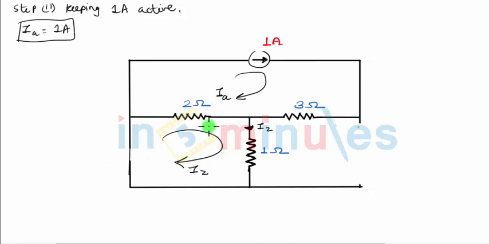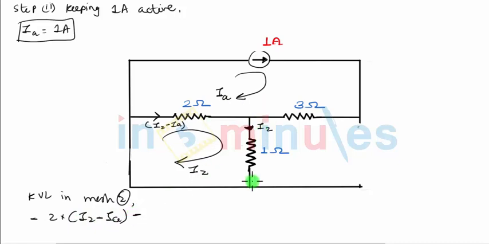So current through 2 ohm resistance will be I2 in right hand side direction, IA in left hand side direction. So if I want to define a current that is flowing towards right, it will be nothing but I2 minus IA. And because we are writing KVL traveling in the same direction, in the direction of current, the drop will be negative. So let me write KVL in second mesh. So KVL in mesh 2 will be minus 2 into (I2 minus IA) minus, now if I come down, I will write the drop across 1 ohm resistance. If I travel in the direction of current, the drop will be minus 1 into I2 equal to 0.